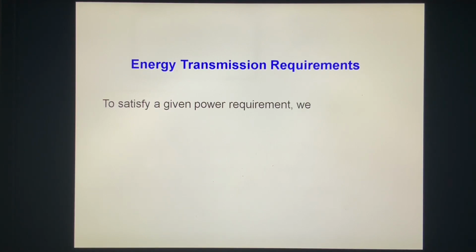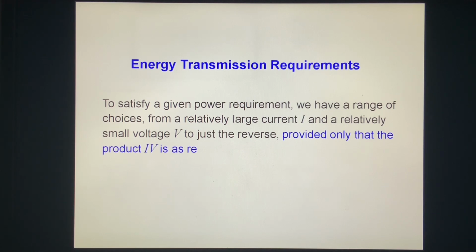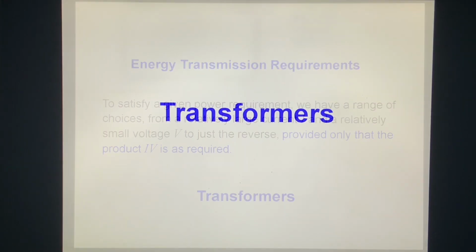Energy transmission requirements. To satisfy a given power requirement, we have a range of choices from a relatively large current I and a relatively small voltage V to just the reverse, small I, large V, provided only that the product IV is required. So we need transformers.